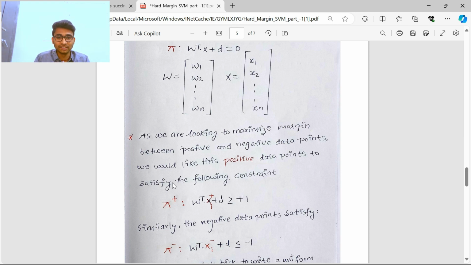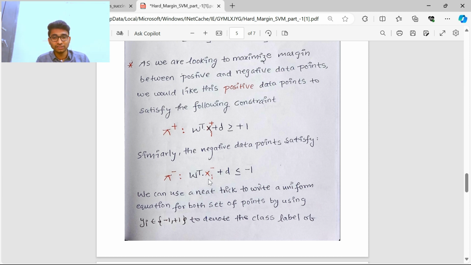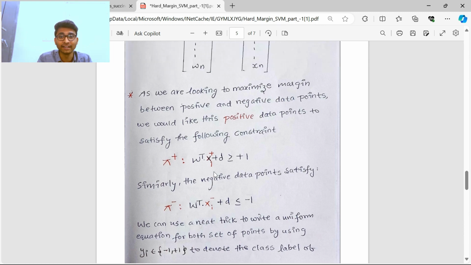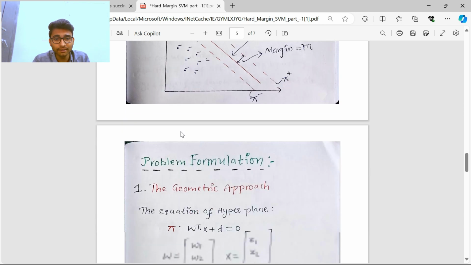I hope you understood. Similarly, for negative points, we created another hyperplane, pi minus. All the negative points should lie below this hyperplane. W transpose dot xi plus d, all the negative points should give a value less than or equal to minus one after substitution. Then we understand that the point will definitely be in this class. You can see my cursor, right?